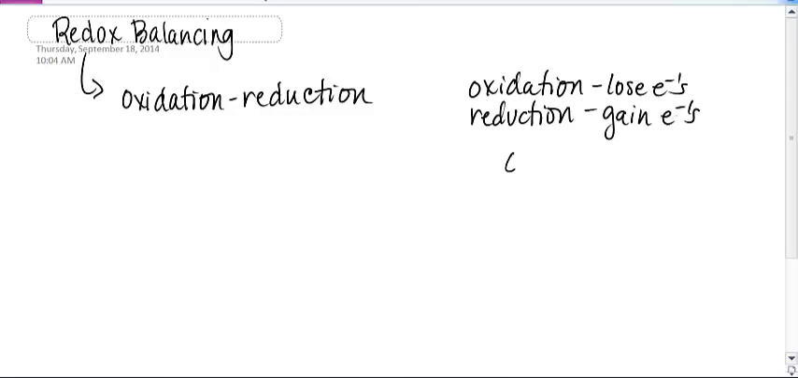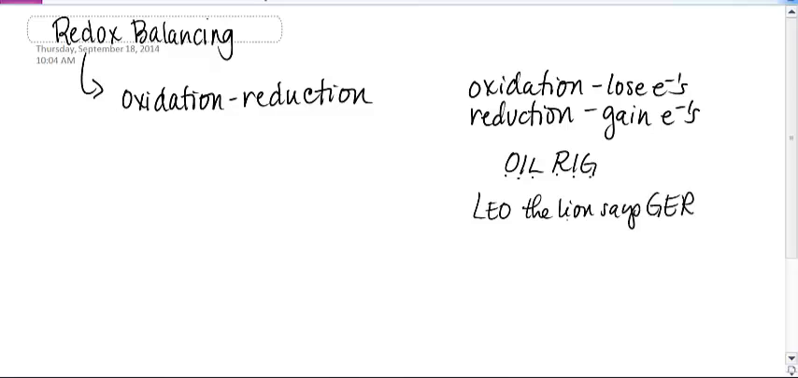And some of you may have learned some of these mnemonics like OIL RIG: Oxidation Is Loss, Reduction Is Gain. Or my personal favorite, LEO the lion says GER. Loss of electrons is oxidation, gain of electrons is reduction.